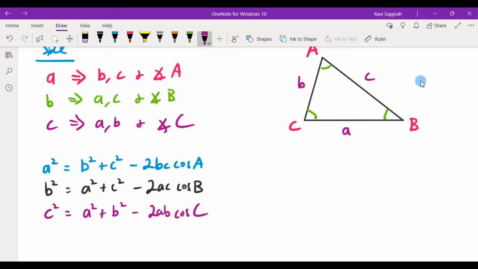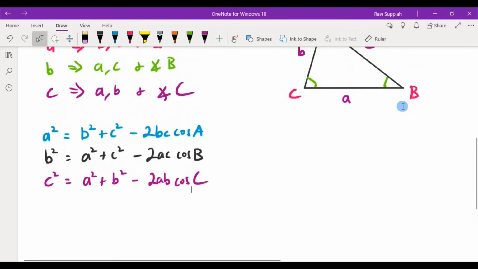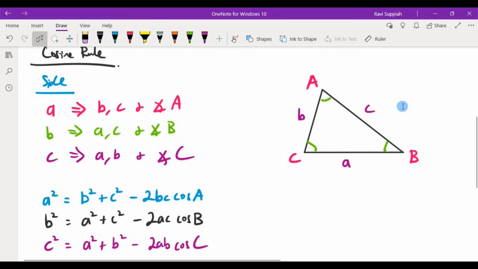Okay, the next thing is to find an angle. To find an angle, you need to know all three sides. That means if I want to find angle A, I need to know A, B and C.